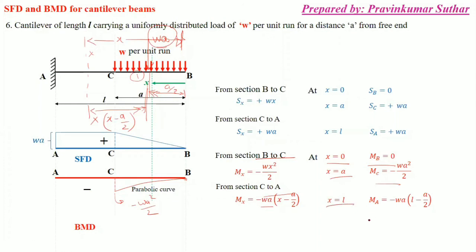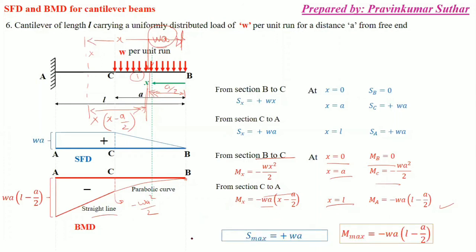Here, just put the value of X is equal to L, and you will get the value of this. So simply this is a straight line, and this maximum bending moment is equal to WA(L minus A by 2). So this is the maximum shear force in this case, and the maximum bending moment.